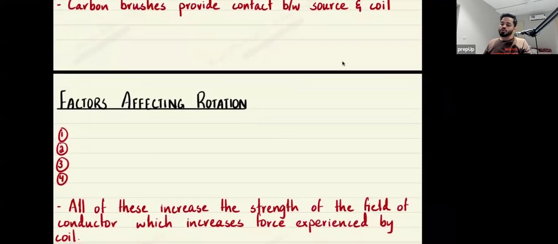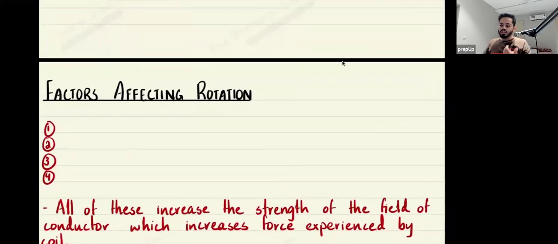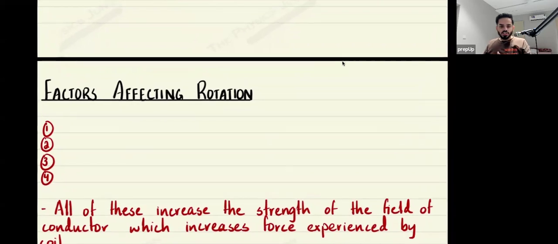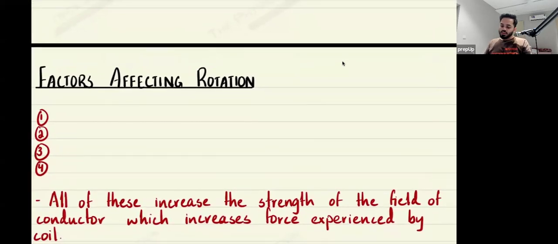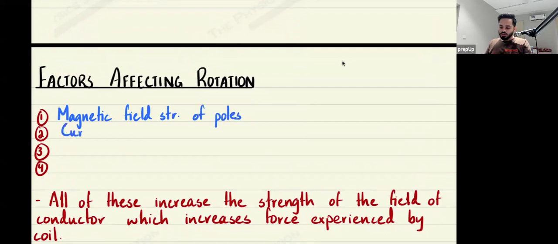The factors affecting rotation. So how can you increase the turning effect, the speed with which this coil rotates? Obviously the factors affecting force are still there. So for example, the magnetic field strength of the magnets between which the coil is placed. So that's still there. The current in the coil, which you can increase by, for example, using a higher voltage supply. The third one, the length of the conductor.